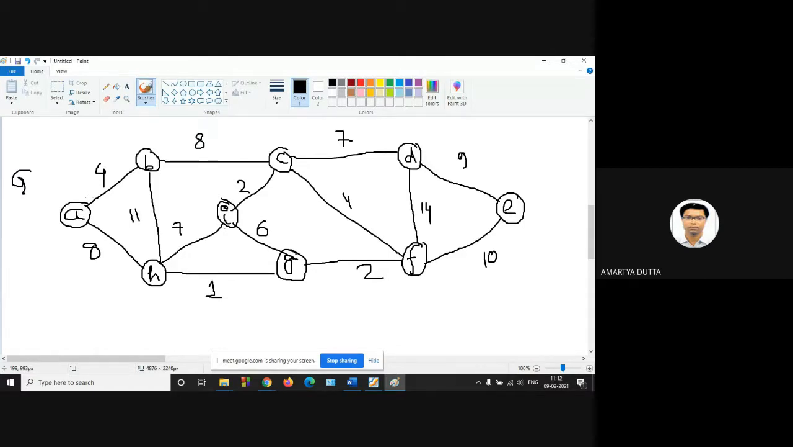And if the sum of weight is minimized, then we can say that your spanning tree is a minimum spanning tree. So first of all, what should I do? Anyone, please? If we apply Kruskal's algorithm, it is edge based. So what should I do?